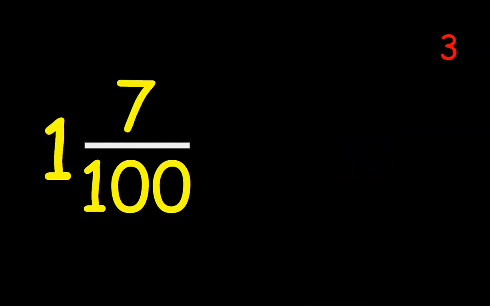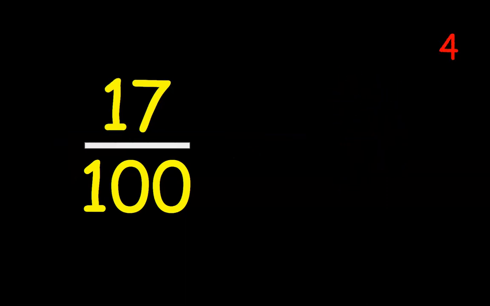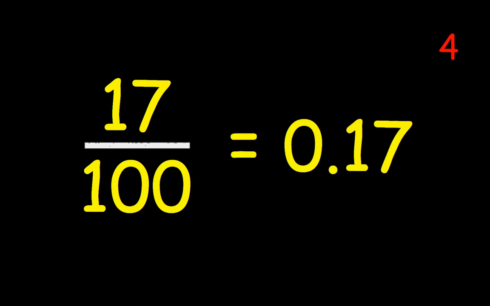1 and 7/100ths, pause, continue. 1.07, 1 whole pizza, 1 whole pizza. A pizza that was cut into 100, and I had 7 slices. 7/100ths, where are the hundredths? These are the tenths, there are the hundredths. 17/100ths, pause and continue. 0.17.